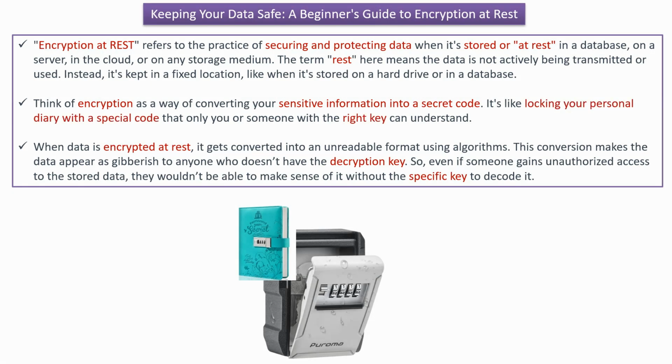a database. We can think of encryption as the way of converting your sensitive information into a secret code. It is like locking your personal diary with a special code that only you or someone with the right key can understand. When the data is encrypted at rest, the data gets converted into an unreadable format using algorithms. This conversion makes the data appear as gibberish to anyone who does not have the decryption key. So even if someone gains unauthorized access to the stored data, they would not be able to make sense of the data without the specific key to decode it.